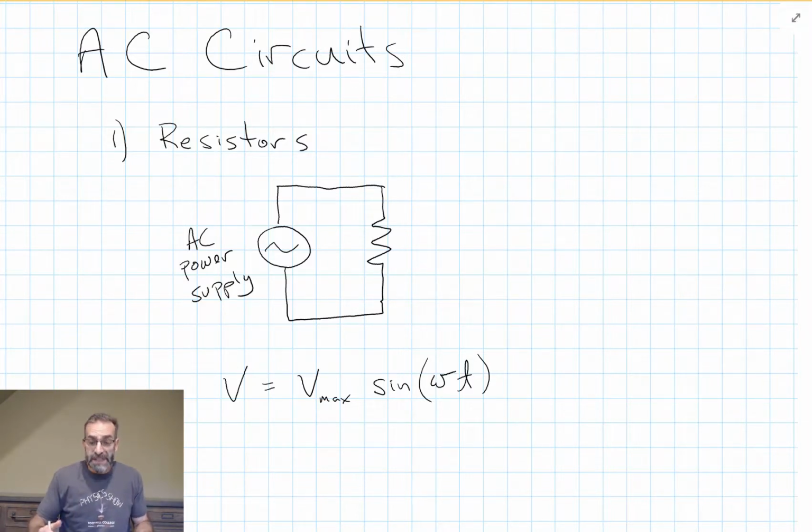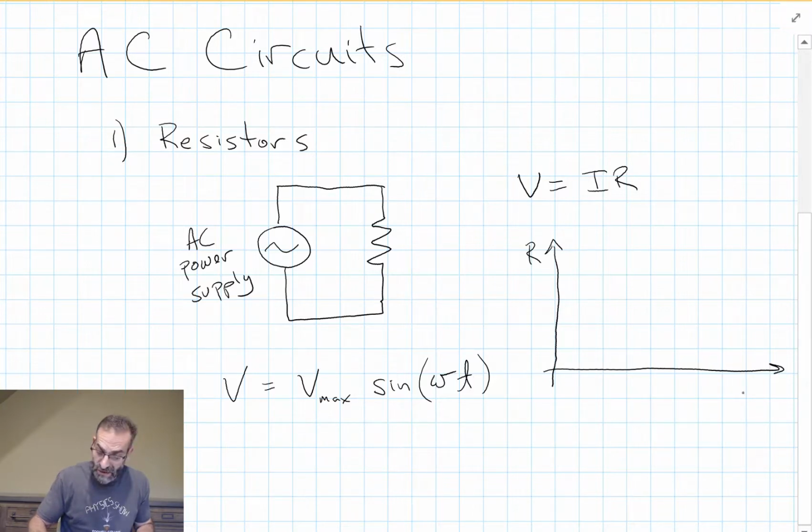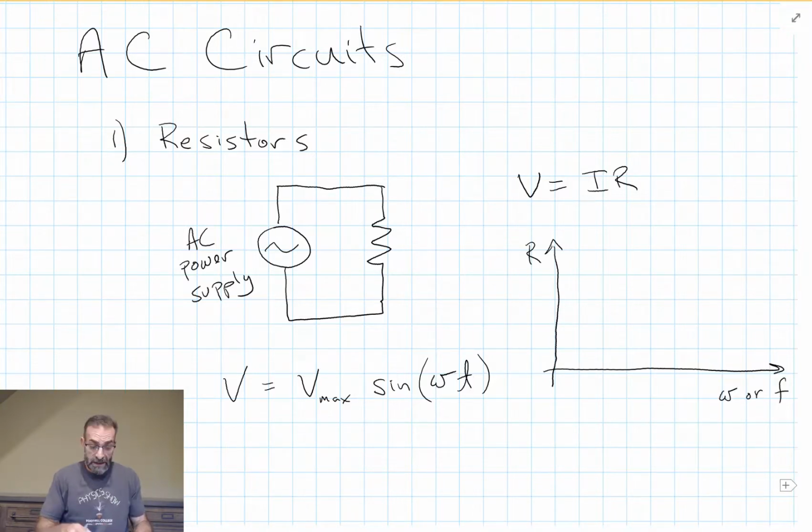We know that for a resistor, V is equal to IR. And if we wanted to know how does this resistance change as we change the frequency? So I've got my power supply turned way down to a frequency of 0. What does that mean? That means it's not changing at all. That means it's just a DC power supply. What is the resistance of my resistor?